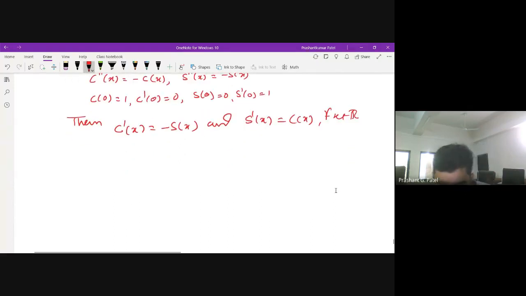And from this it actually says that the functions s and c have derivatives of all order.